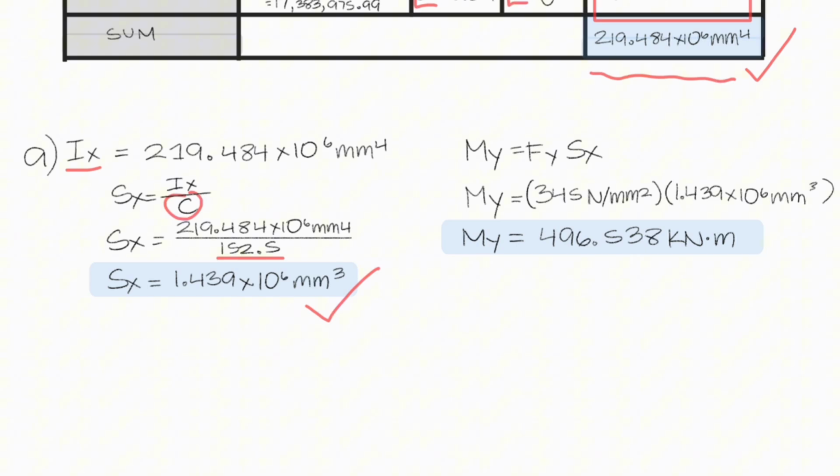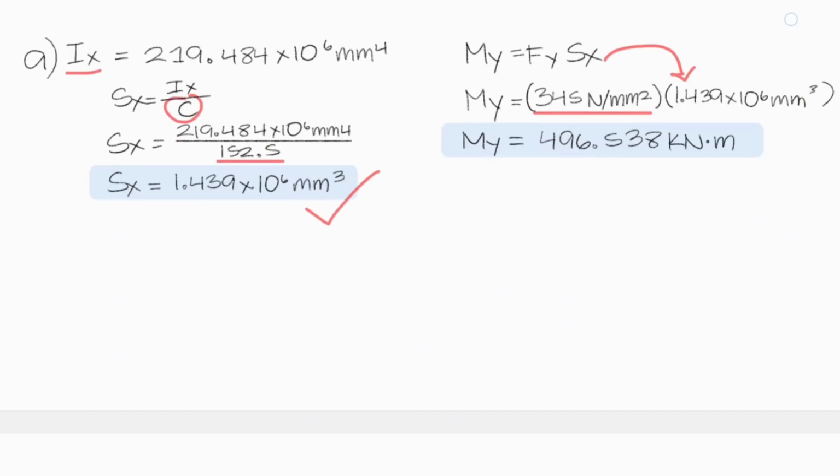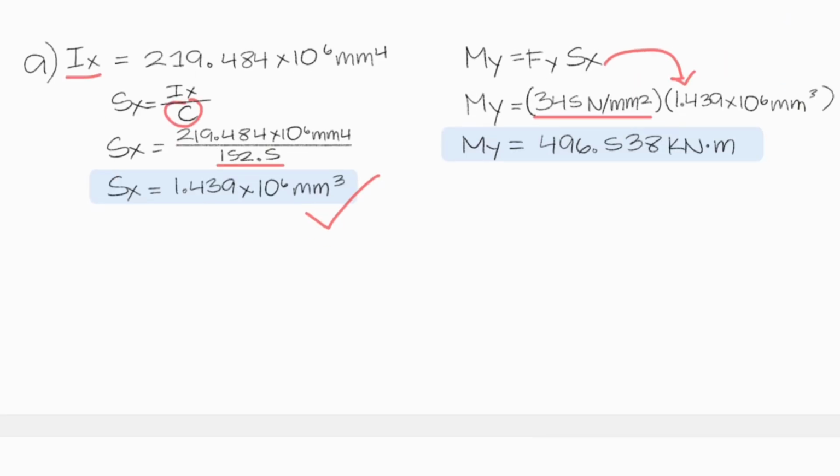Now we can take our elastic section modulus and the grade of our beam, which is 345 megapascals, multiply them, and we will get the final answer for the yield moment.